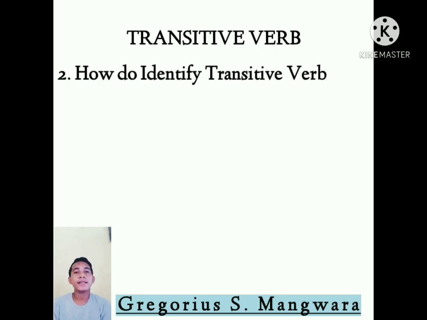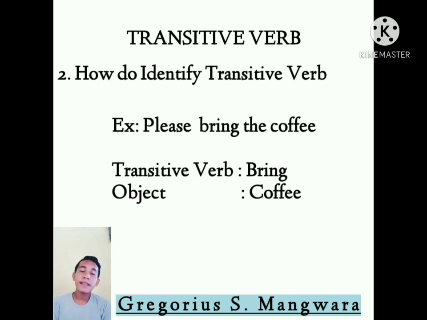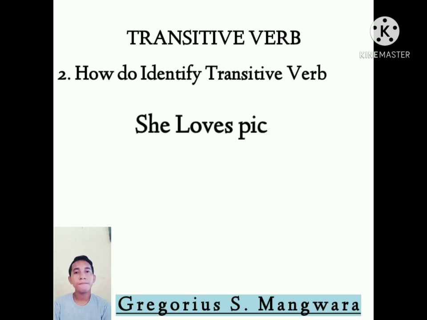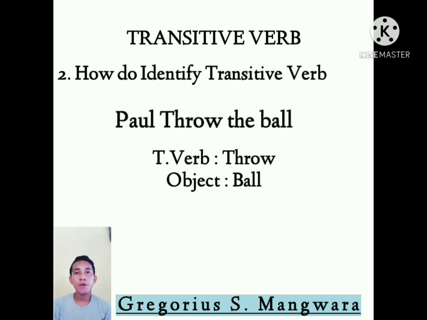Now please look at the examples of the transitive verb. "Please bring the coffee." So bring is a transitive verb, and the coffee is an object. Now look at another example. "She loves beach." Loves is a transitive verb, and beach is an object. Look at another example. "Paul throw the ball." Throw is a transitive verb and ball is an object.